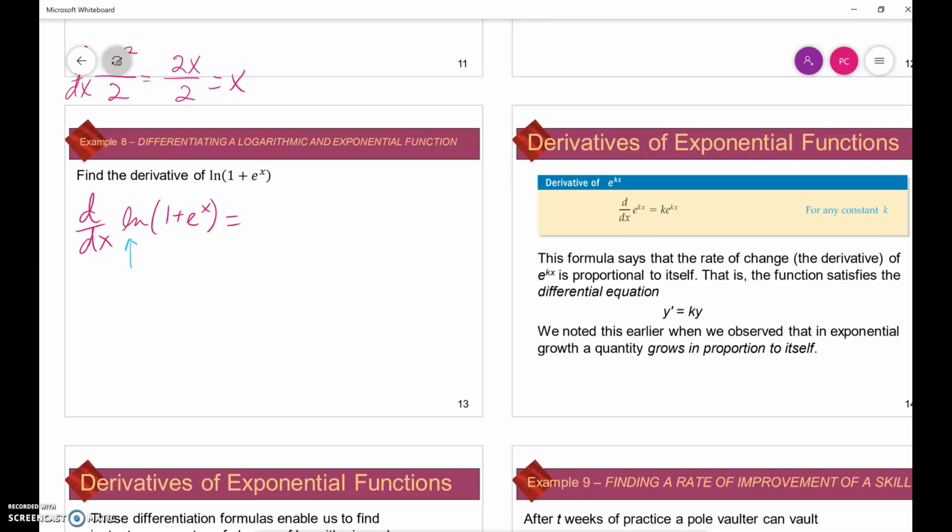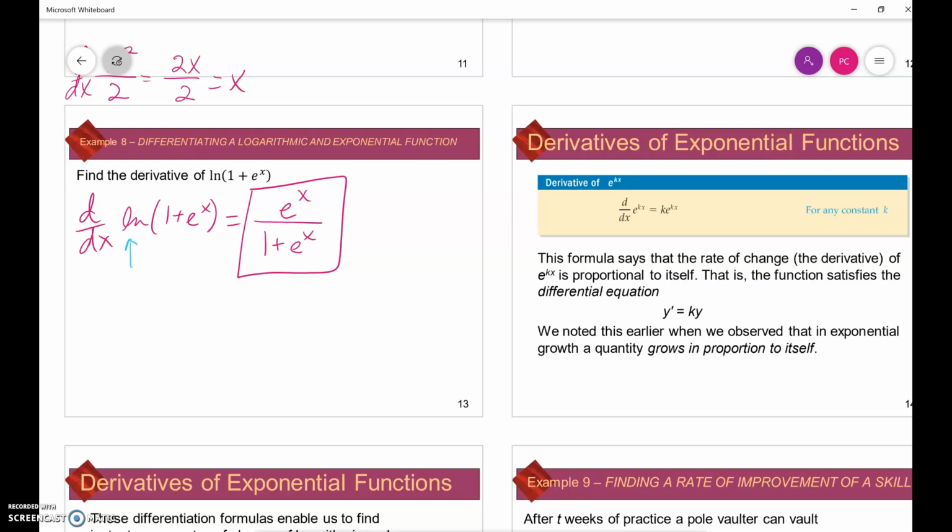Remember the derivative of an ln is 1 over the stuff, and then we put the derivative of the inside on top of that fraction. So the derivative of 1 is 0, and the derivative of e to the x is e to the x. We can't do anything else with that, so we just stop there. These are pretty straightforward. Don't overthink them, and don't try to do more work than you have to do. Be very methodical about it, and take it one step at a time.